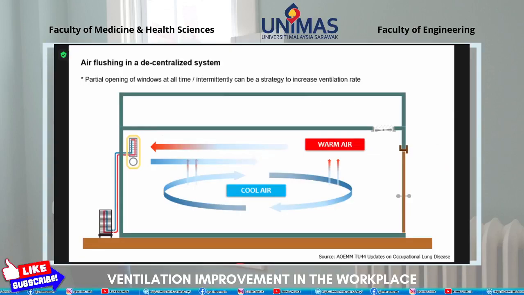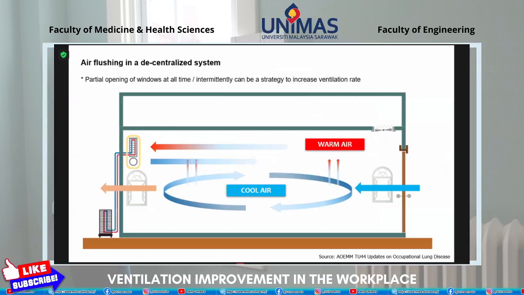And for air flushing for a decentralized system, what we can do is allow some opening. If we have an exhaust fan, just run the exhaust fan. If not, then we just allow some opening through windows, doors, and so on. Okay, this allows fresh air to come in. But to get better quality, we can sometimes or intermittently open the windows and doors and so on.